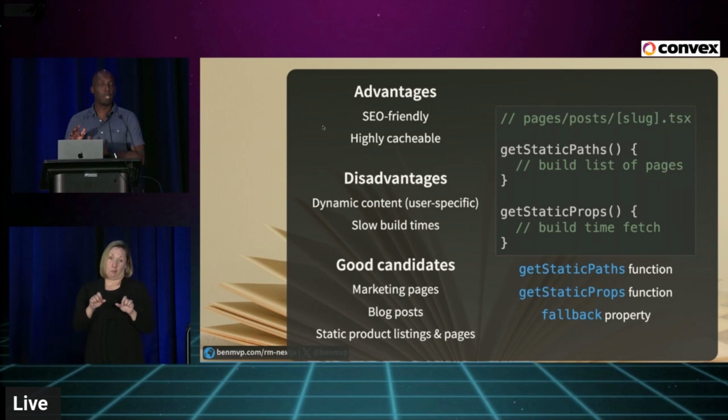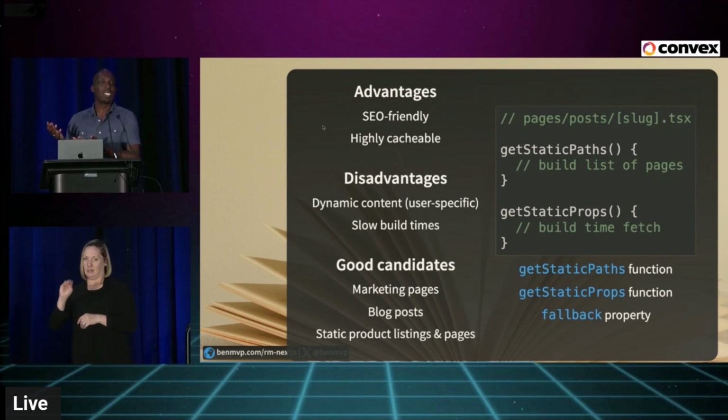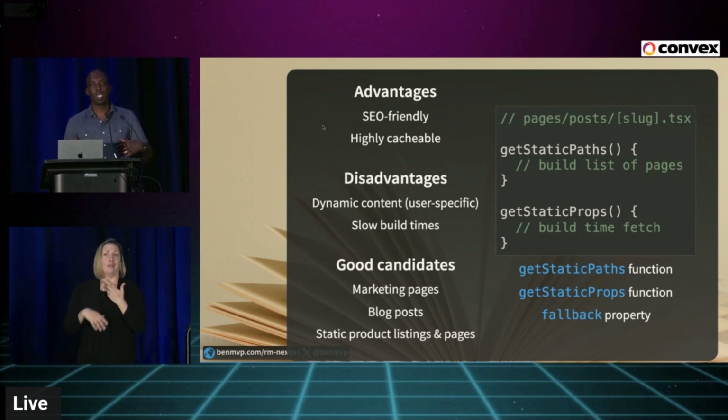But good candidates for these are actually blog posts. So my whole website, benmvp.com, shameless plug, is statically generated. So the content's never going to change unless I change some code and rebuild it. So static is great for blog posts. It's also great for marketing landing pages, splash pages, your acquisition pages, those sorts of things that really aren't changing that frequently as well there.